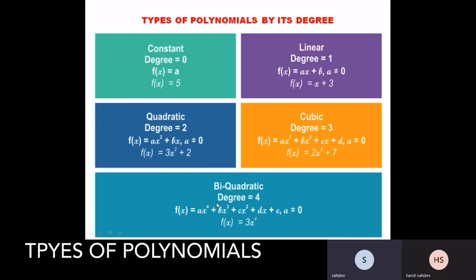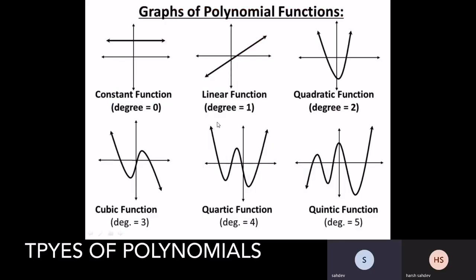Now when the degree is 4, ax raised to power 4 plus bx cube plus cx square plus dx plus e equals 0, where a never equals 0. Over here you see that x has a maximum degree of 4. This x is a variable and it has a power 4. So such kinds of equations are called biquadratic equations. Now let's go further and see how these types of equations are drawn on a graph, or how this works.